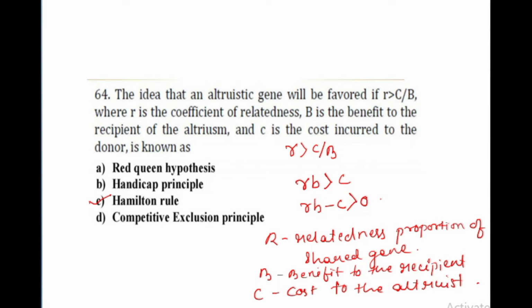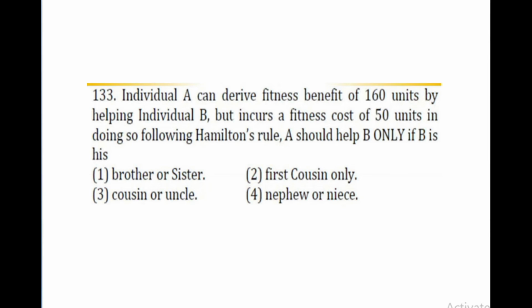Now let us see the next question. This question is also about Hamilton's rule. What we have discussed: rB minus C is greater than 0. This is the formula of Hamilton's rule. Now let us see what it is asking in the question.